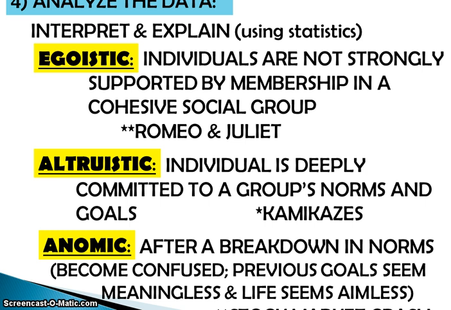And the third type of suicide that Durkheim came up with was anomic. And this comes down to there's a breakdown in your normal day-to-day routines. You become confused. What your life was like before seems aimless and purposeless. And what your previous goals were kind of meaningless. Now, my example is cut off at the bottom, but my example is the stock market crash.